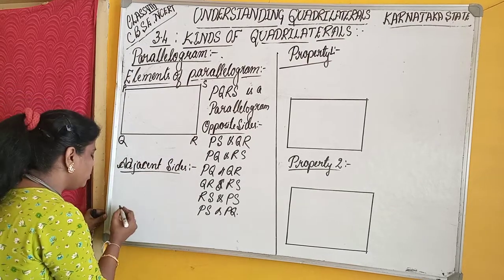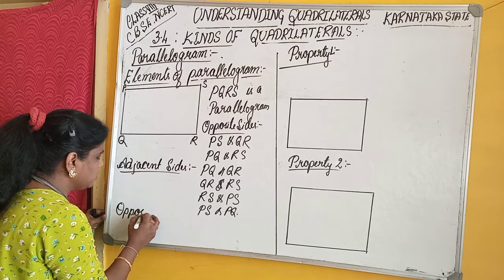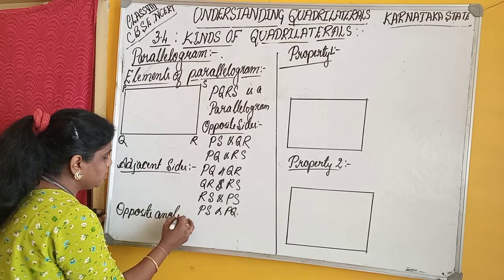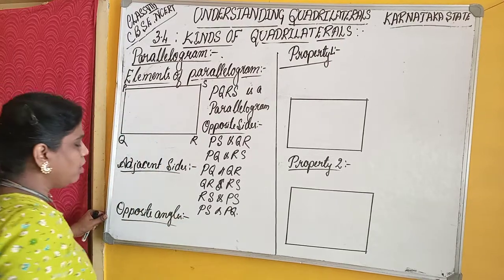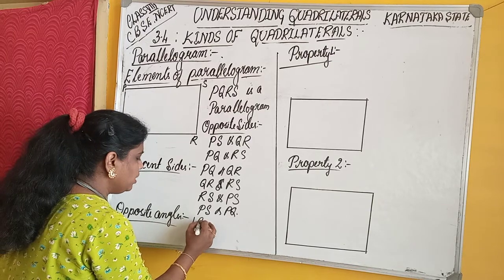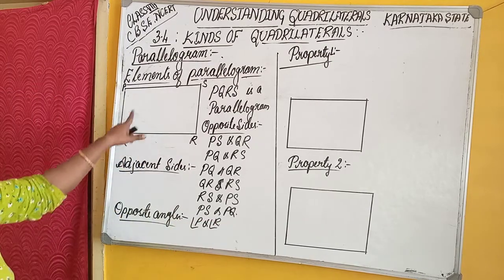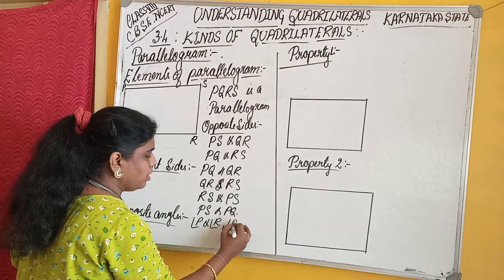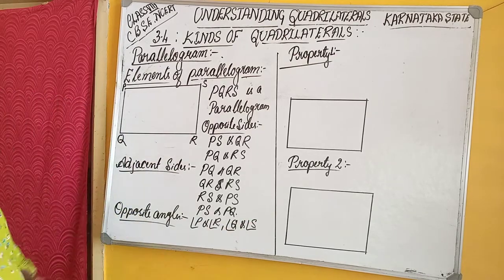Then opposite angles. Which are opposite angles? Come on, tell me. Yes, angle P and angle R are opposite angles. And here angle Q and angle S. Angle Q and angle S are opposite angles.